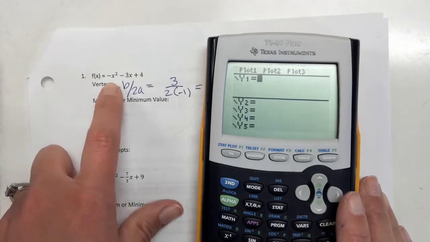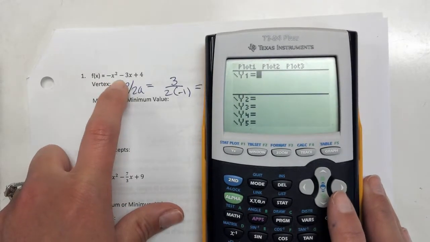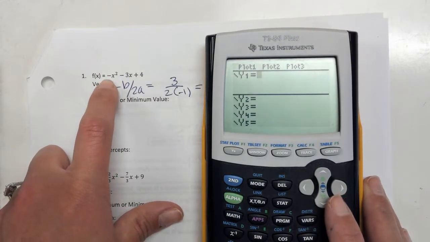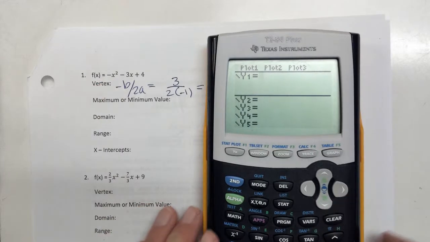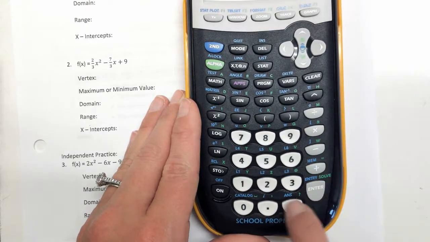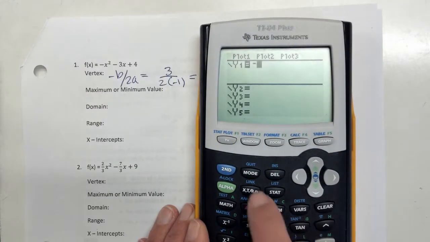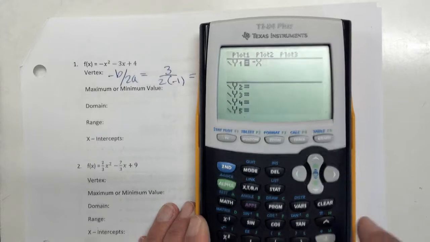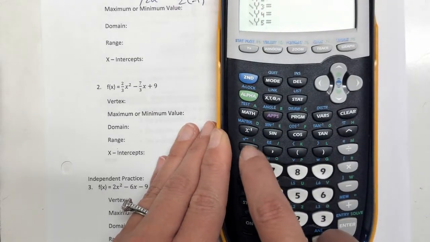Alright, next we're going to type in this function right here. Now, see where it says negative x squared? Don't do minus x, or minus sign x squared. Do negative, this button down here. So negative, the x button's right here where my finger is. X squared button's right here.